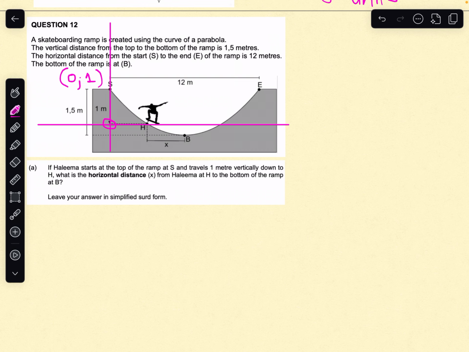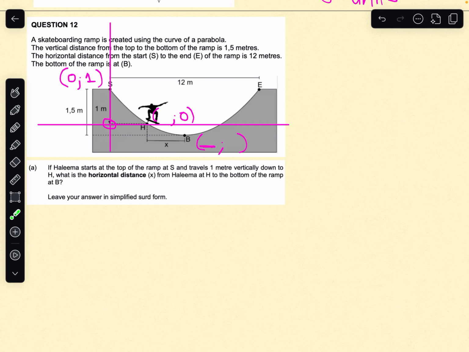The coordinates of H, we don't know how big this distance is, but we've chosen our axis so that H is on the x-axis. And then B, we don't know the x coordinate or the y coordinate, but we are particularly interested in the x coordinate because we want to know how far H and B are horizontally. If the x coordinate of H is 2 and the x coordinate of B is 5, then they are 3 meters apart horizontally.